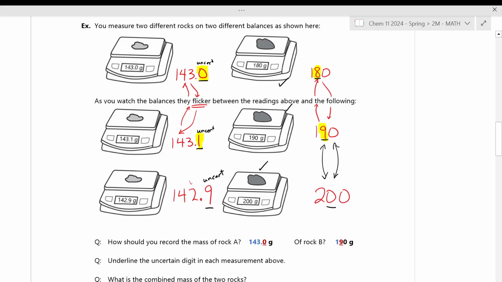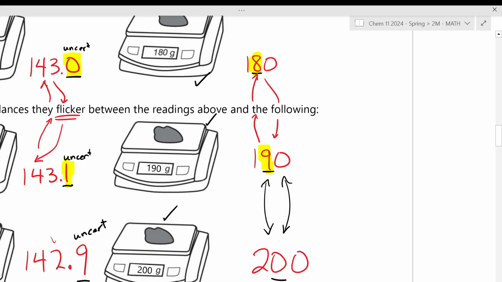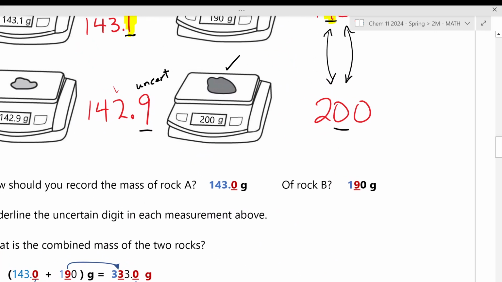So how should we record the mass of rock A? We would record it as 143.0, like that. If it was indeed flickering between these 3 numbers, we'd pick the one in the middle. If you have 2 numbers that it flickers between, pick one. It doesn't matter which one. If it tends to spend more time in one than the other, maybe pick that one. And what would you choose as the recorded number for the 180, 190, 200? 190. Okay, so mass of rock A, 143.0, mass of rock B, 190.